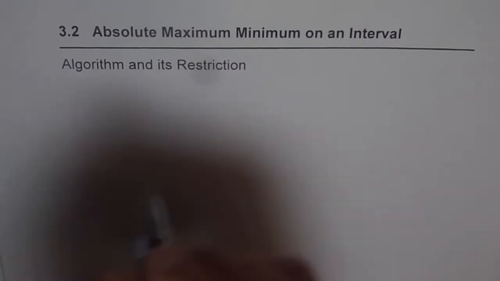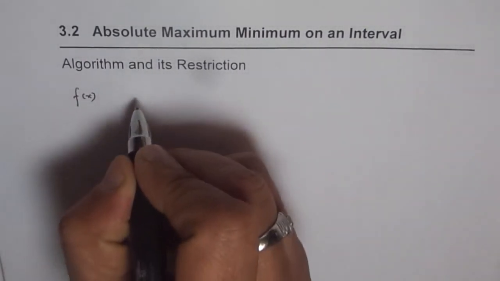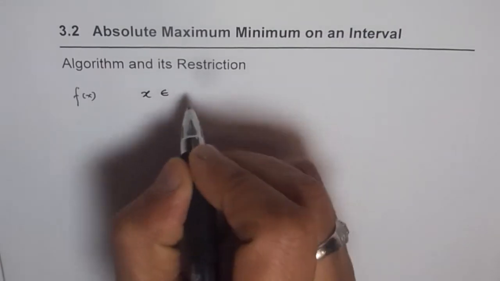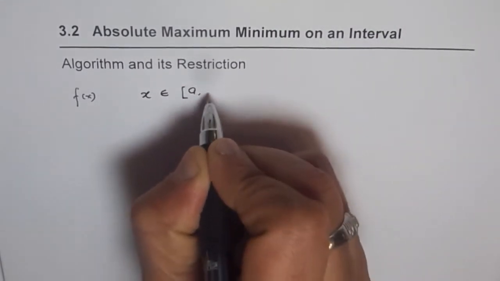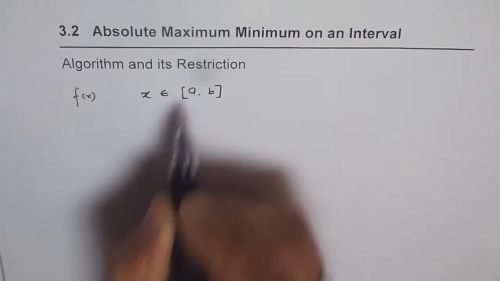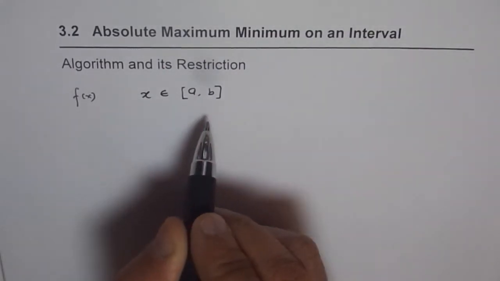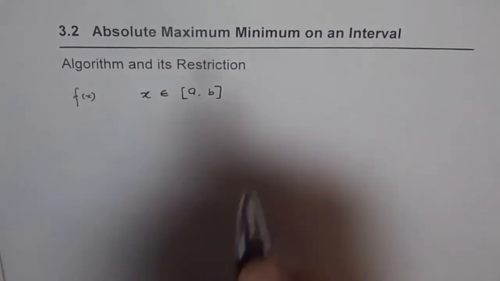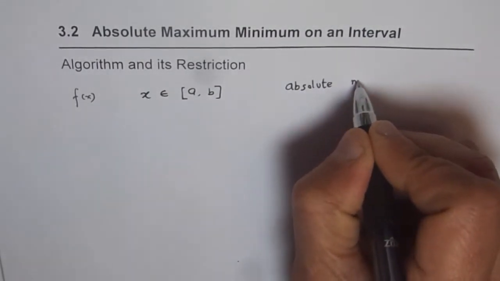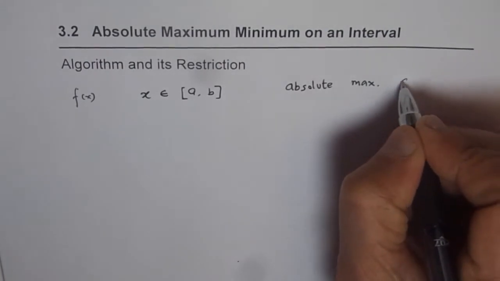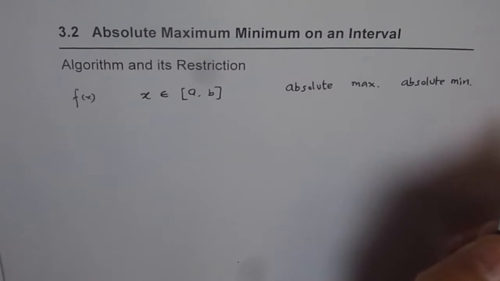So for that, we know one thing, that if we have a function, let us say f of x, and we are given that x belongs to, or it is within, a restricted domain, that is, it has a boundary a to b, where a signifies the lower bound and b is the upper bound, then in that case a function will definitely have absolute maximum and also absolute minimum, right? It will have both the values.